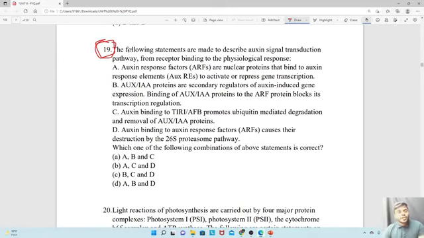Okay, friends, look into the question. The following statements are made to describe the auxin signal transduction pathway from receptor binding to the physiological response. I have explained it to all of you very clearly. If the auxin wants to show the response, what do we require? We require a transcription factor called ARF, auxin response factor.